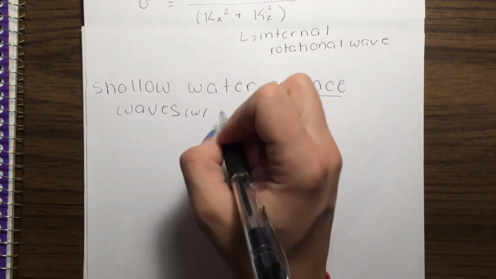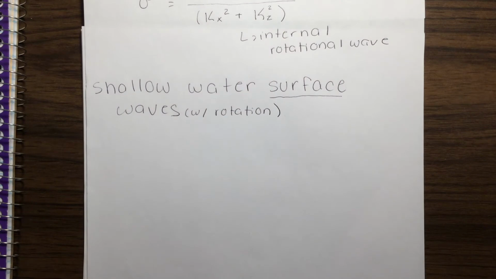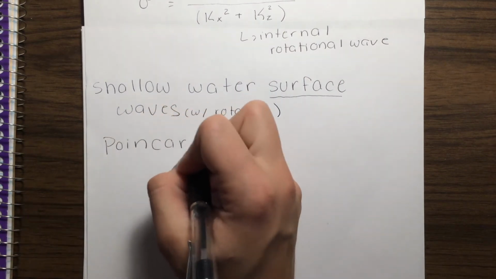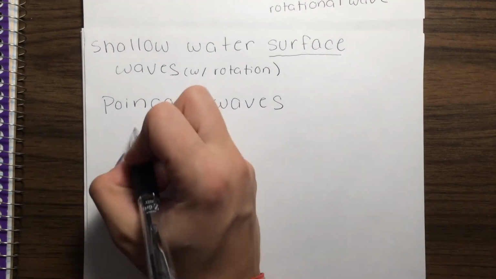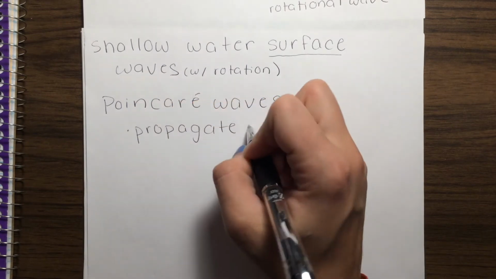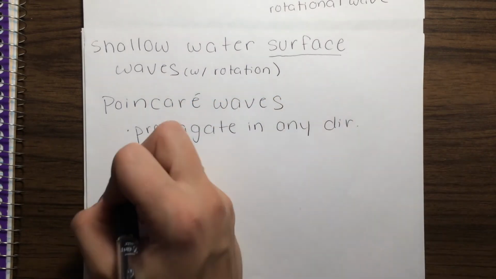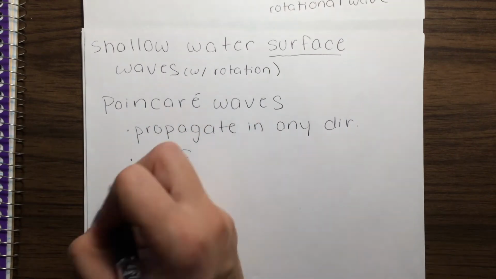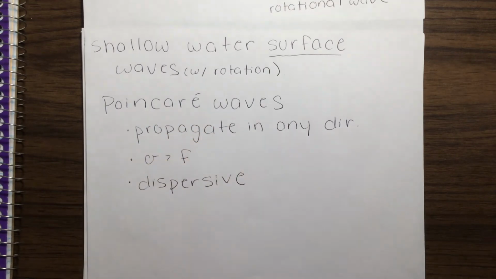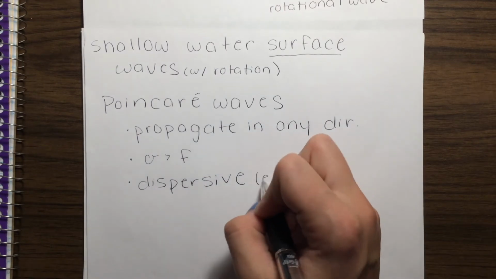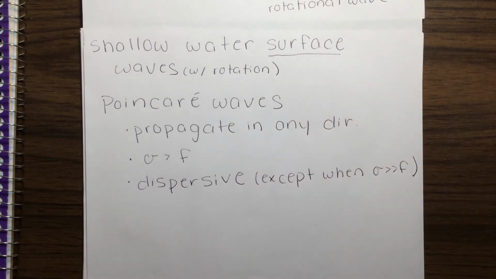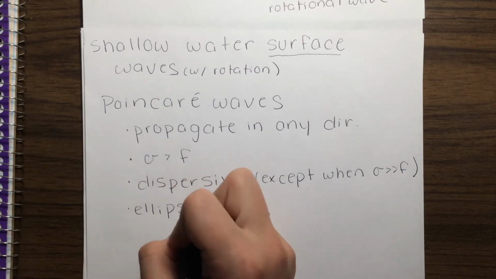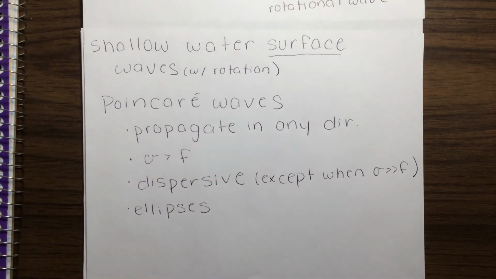For shallow water surface waves with rotation, our first wave that we're going to talk about is called a Poincare wave. Poincare waves propagate in any direction. The frequency is always larger than the Coriolis parameter, f. They are almost always dispersive, except for the case when the frequency is much larger than f. And finally, fluid parcels generally tend to travel in horizontal elliptical orbits.